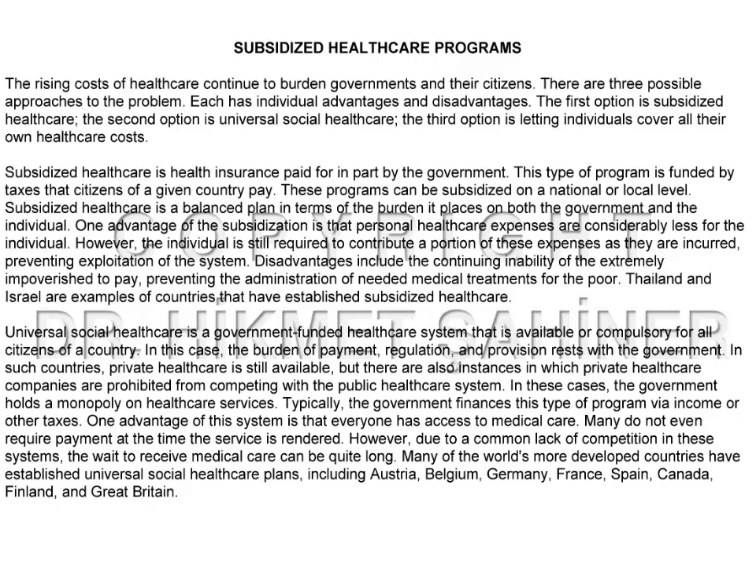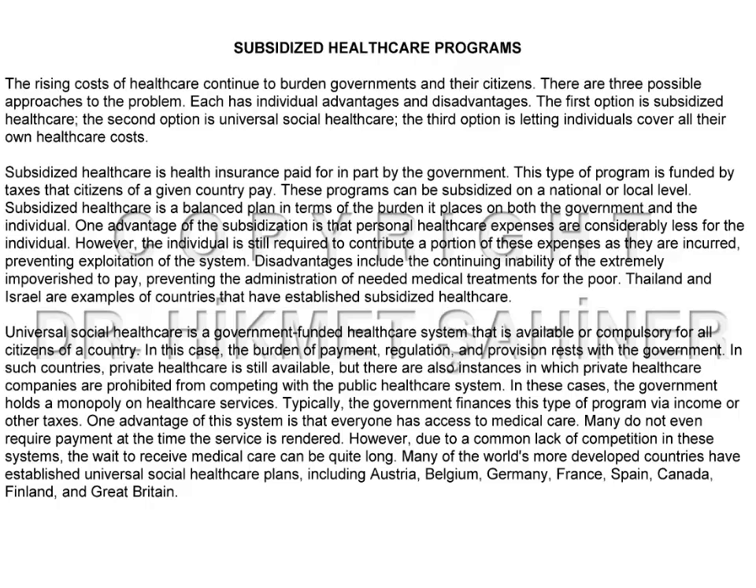Universal social healthcare is a government-funded healthcare system that is available or compulsory for all citizens of a country. In this case, the burden of payment, regulation, and provision rests with the government. In such countries, private healthcare is still available, but there are also instances in which private healthcare companies are prohibited from competing with the public healthcare system. In these cases, the government holds a monopoly on healthcare services. Typically, the government finances this type of program via income or other taxes.